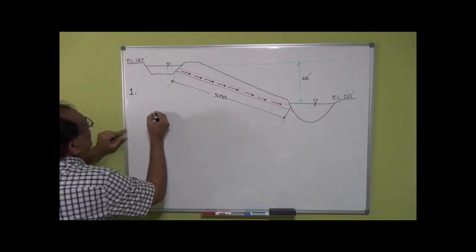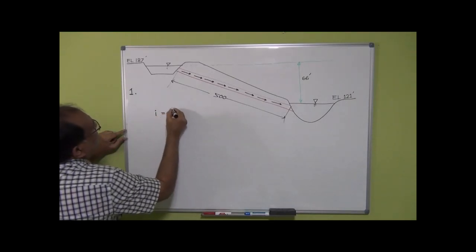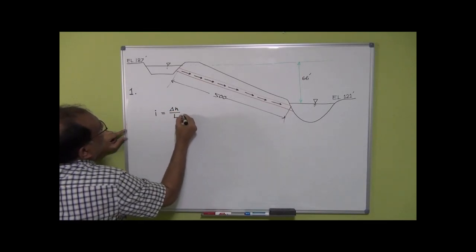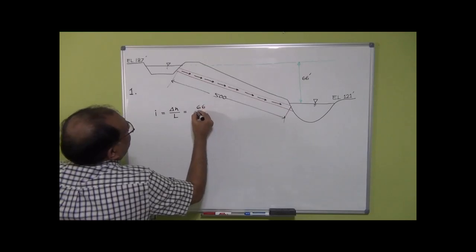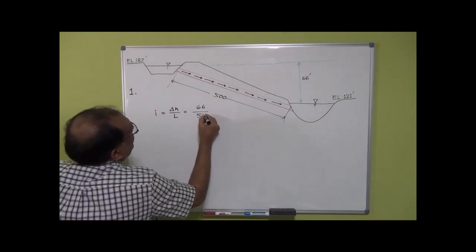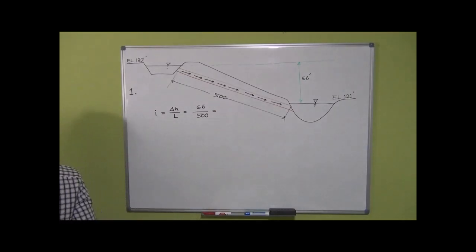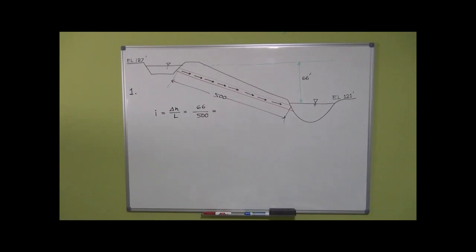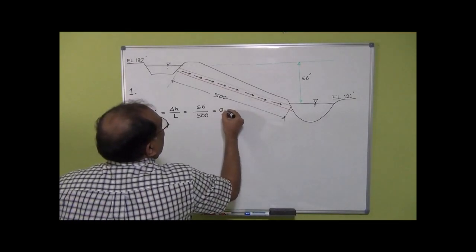So we can find out our i is equal to del h divided by L. So 66 divided by 500, which is basically 0.132.